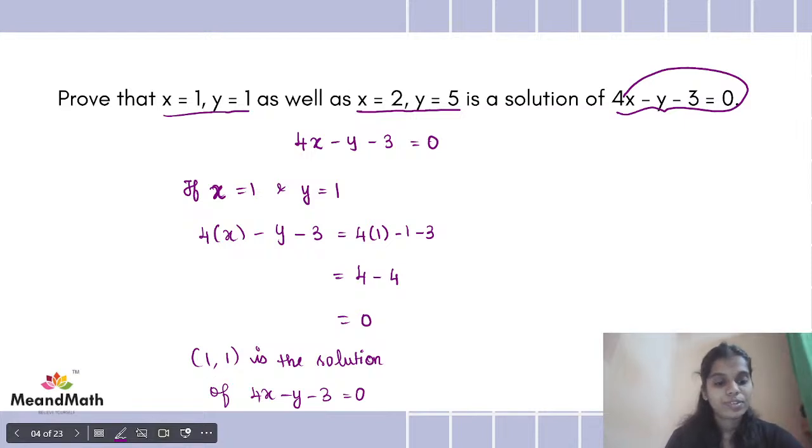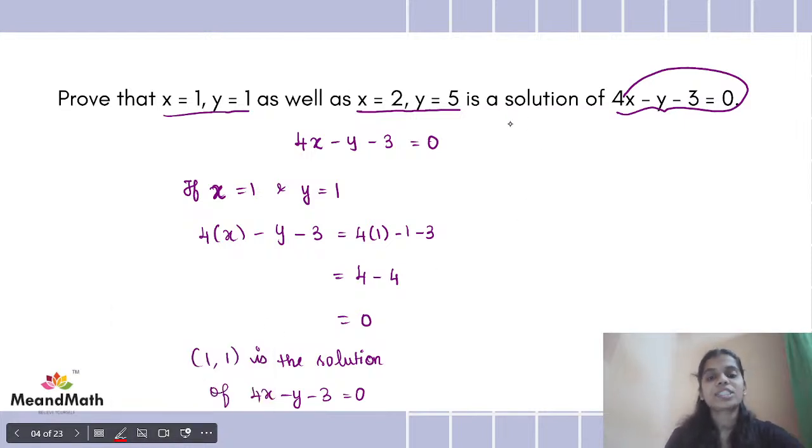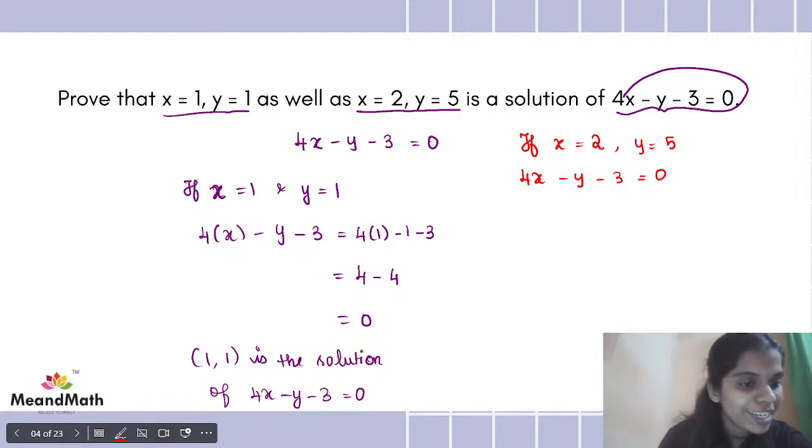Now, we can take the next ordered pair. If x equals 2 and y equals 5, for the same equation, 4x minus y minus 3 equals 0.